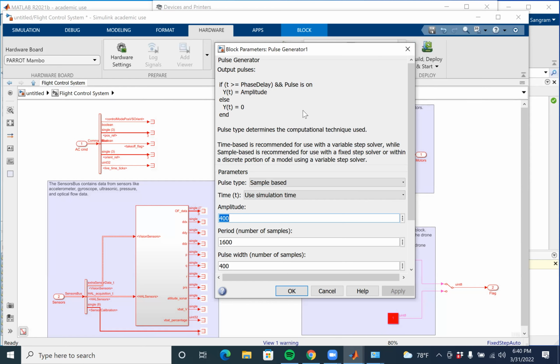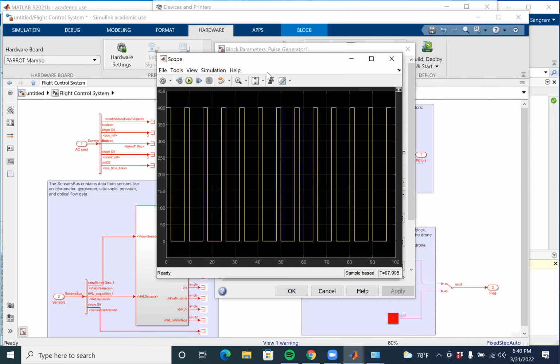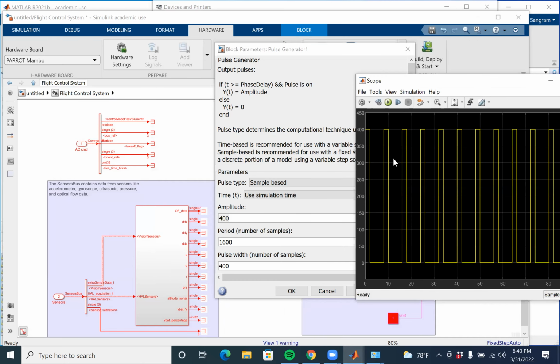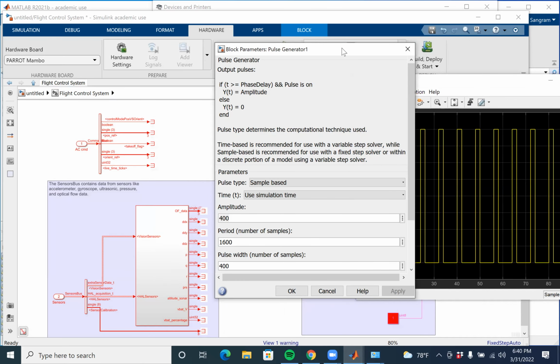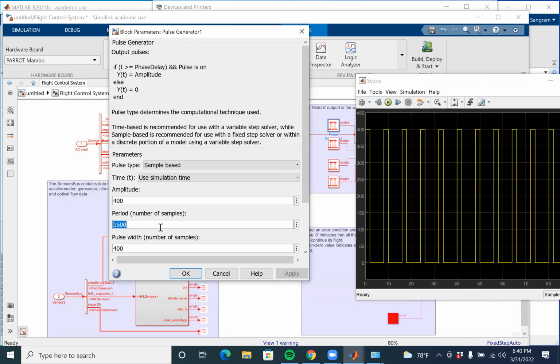So in here, there is amplitude. If you look at this plot, this is the amplitude. Can you see that this amplitude 400 is the same as this amplitude? Then you have this period. Now PWM can be specified either based on time or based on number of samples. It is possible to go between these two, no problem.